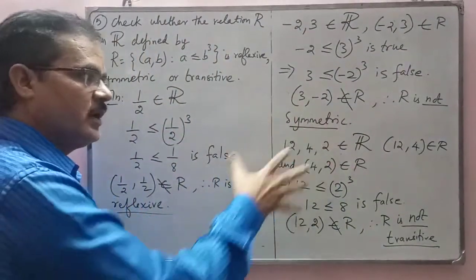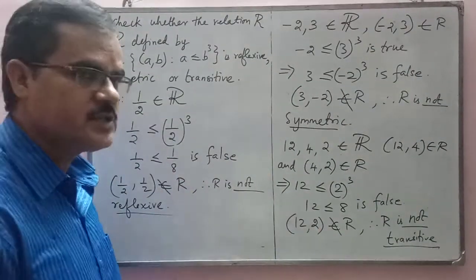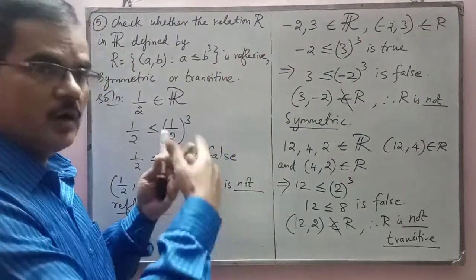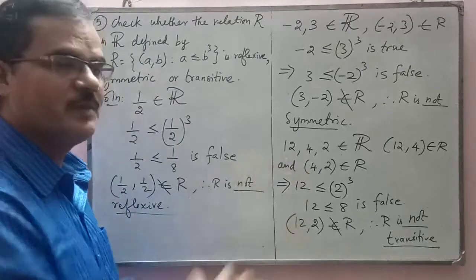You have to choose numbers in such a way that the condition fails for transitivity. You have to randomly check for a fraction, a negative number, or positive numbers in ascending or descending order. That comes only by practice.